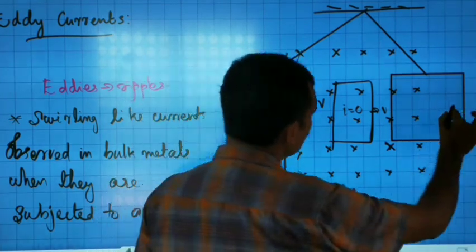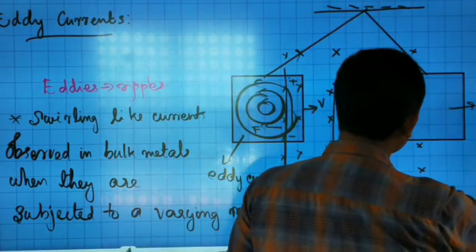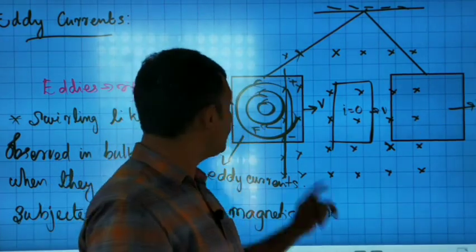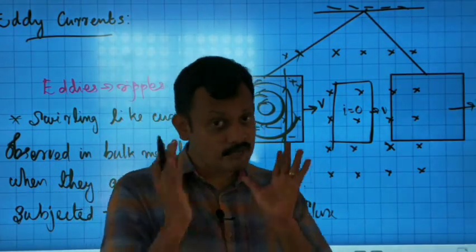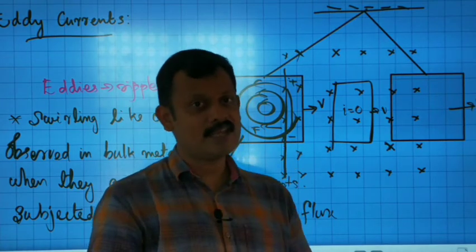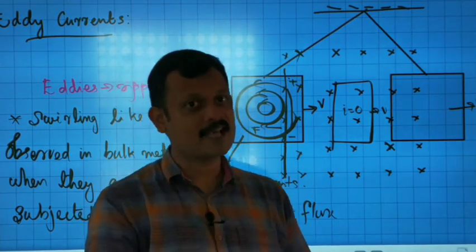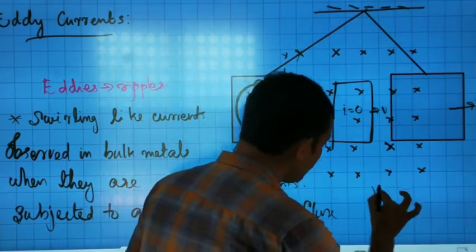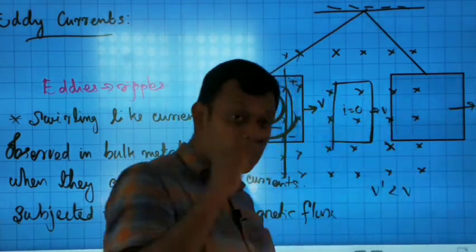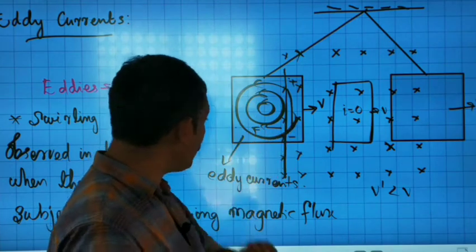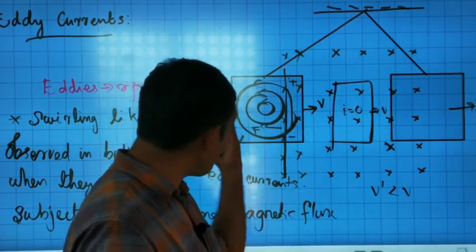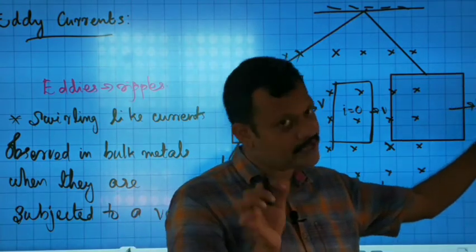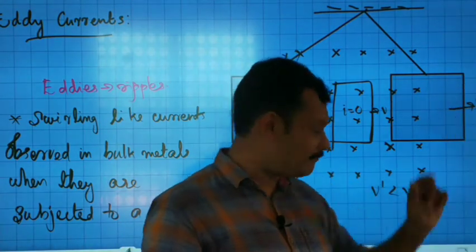So there will be no induced EMF here. And now it comes out. Here you will have velocity V dash. My question is, is V dash greater than V, V dash equal to V, or V dash less than V? Surely V dash will be less than V. Why? What's the reason? Because there is a damping force here, an opposing force here. So it will come out with a reduced velocity. So V dash is obviously going to be less than V.